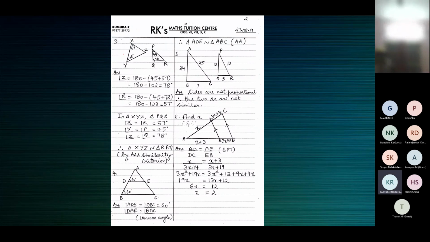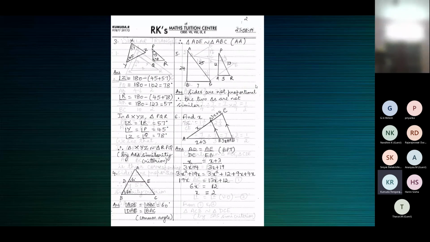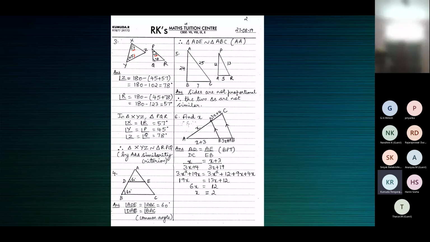So see here in this figure, again, you'll have to prove that they are similar. The first one was using SSS. This one is SAS. Now you can see the other one here. In these two triangles, this angle is 57 degrees, this is 45, here 45 and 78. You will have to show that these two triangles are similar. This is the question, children. Right below, you see here: show that triangle XYZ is similar to triangle RPQ.